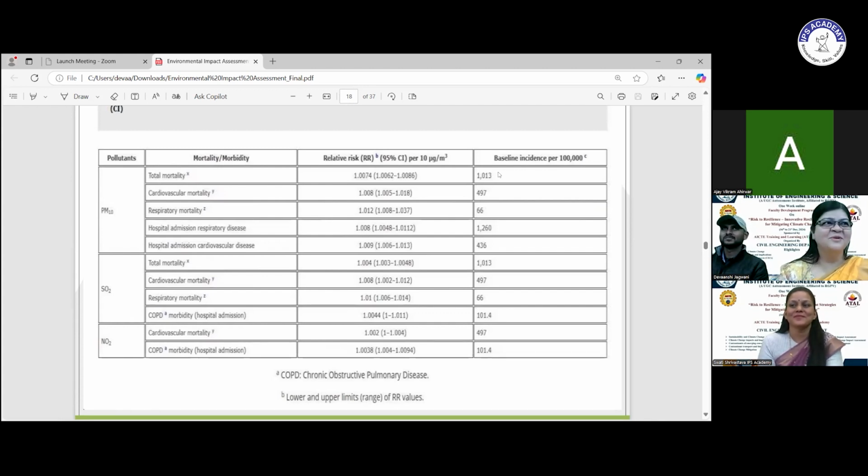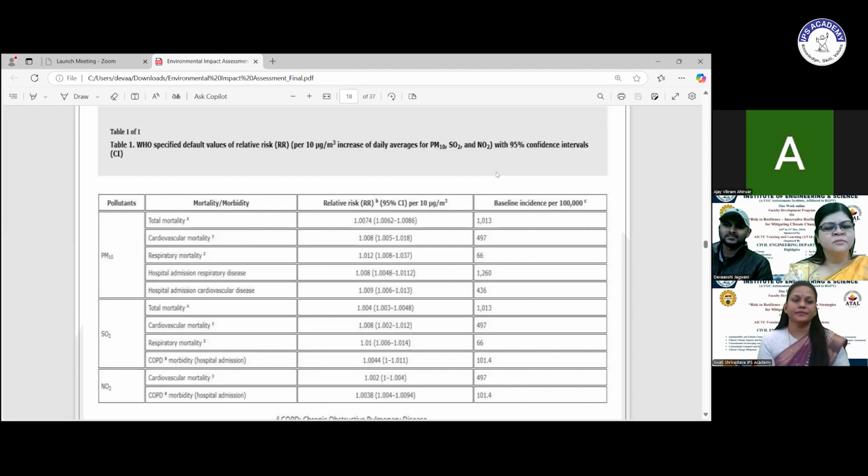Okay, then next is for PM10, for SOx, for NOx. What will be the relative risk? It is per 10 micrograms per meter cube increment. This software is very easy. Anyone can download it, and he or she can predict or assess the human health impact due to the air pollution.